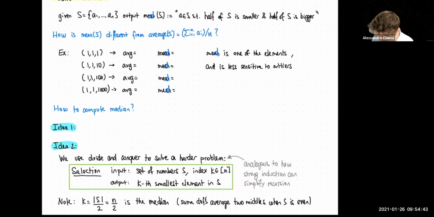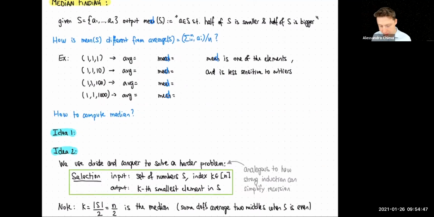Okay. Sorry about that. Mean is average, but median is something different. So can anybody tell me for the first list, what is the average and what is the median? 1 and 1. Okay, great. Thank you. 1 and 1.